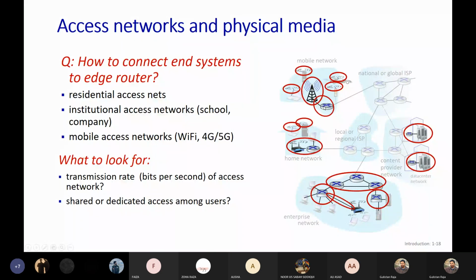Now suppose you are at home. What do you do? How do you connect to the internet? Which service do you use?